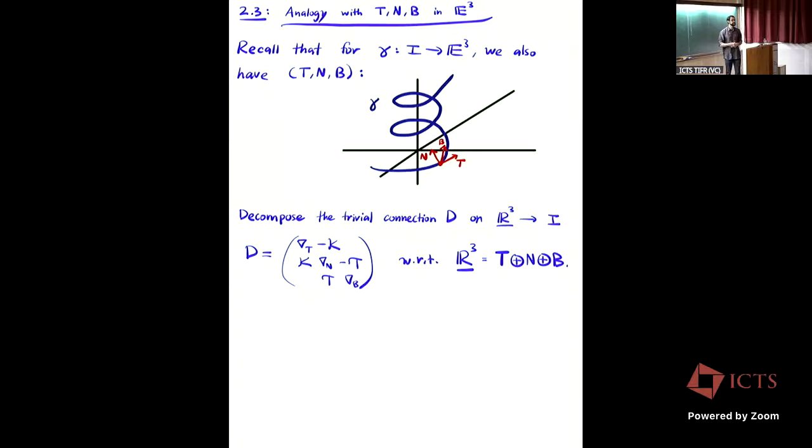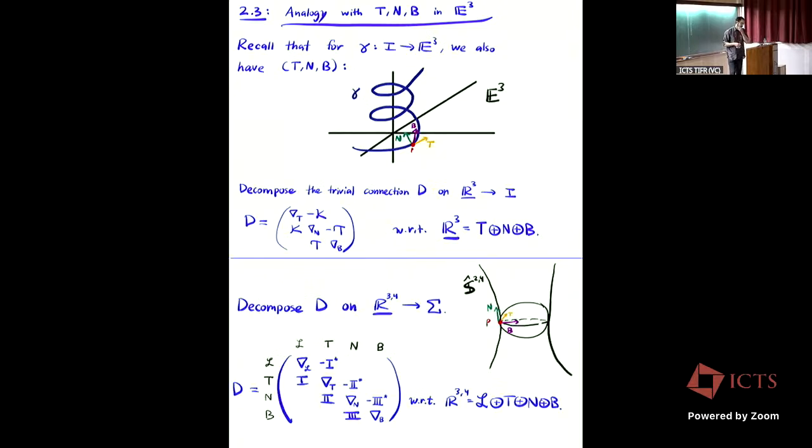Okay, I'm telling you all this because we want to do the exact same thing in our setting. What we do is cook up the trivial R3-4 bundle over our domain surface. That has a trivial connection D. You can decompose it along the Frenet framing, L plus T plus N plus B. And when you do that, you see the connection takes the exact same form as above.